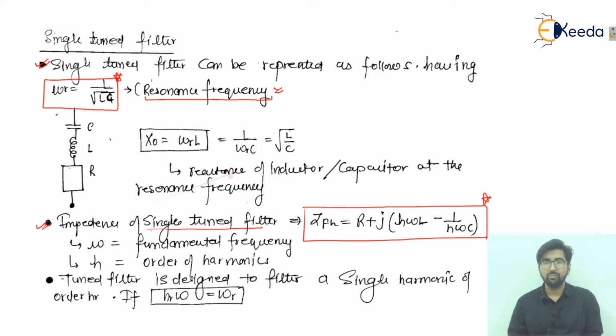Now, a tuned filter is actually designed to filter a single harmonic of order HR, and that is represented by HR omega, which is omega R, the resonance frequency we have discussed.